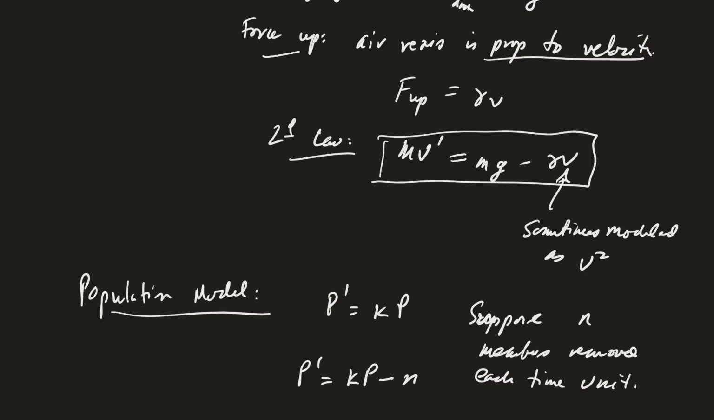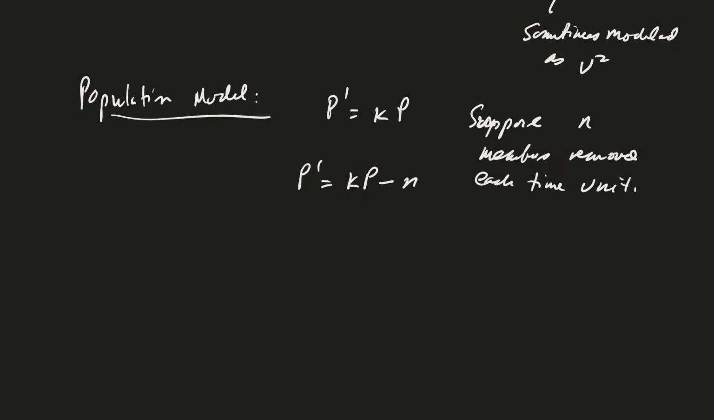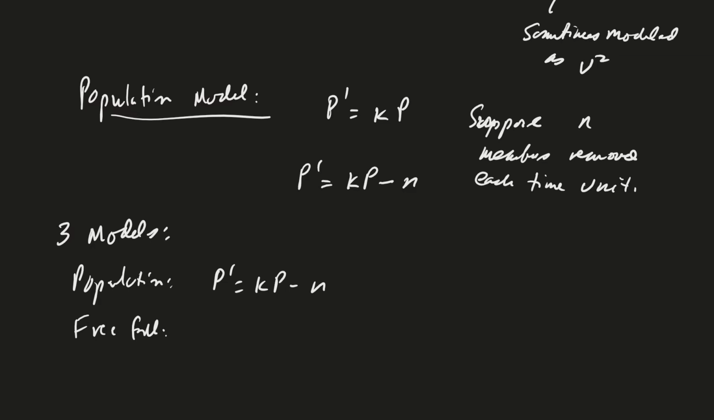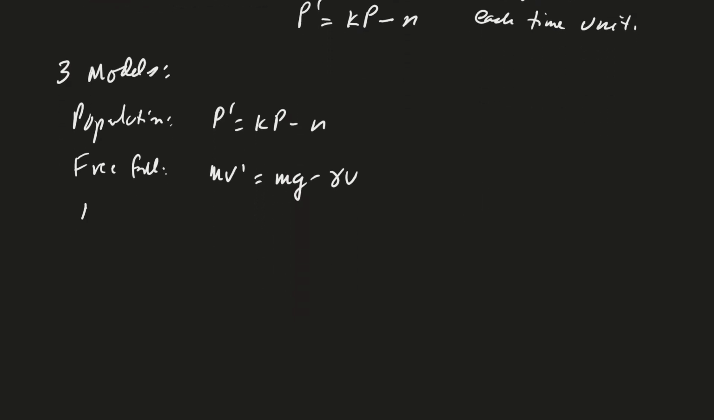Good. I wanted to mention this again because we've seen three models now. Population: P prime equals Kp minus N. We've seen free fall: in that case, we had m v prime equals mg minus gamma v. And we've also seen Newton's law of cooling, and that was U prime is equal to minus K times U minus T.